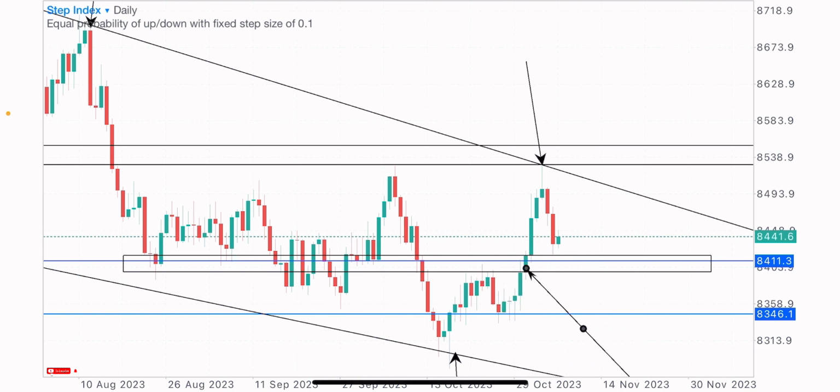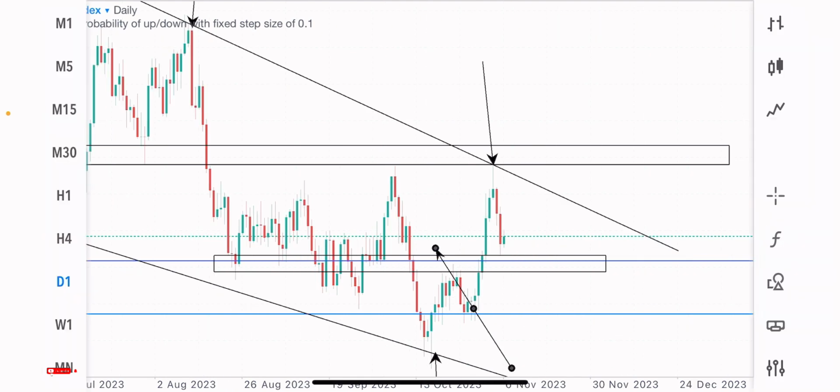And currently we can say that price is reacting on this key identified level as a support. So you could get price give the buys to come test this identified key level and our trend resistance as well in the coming hours and days on step index.